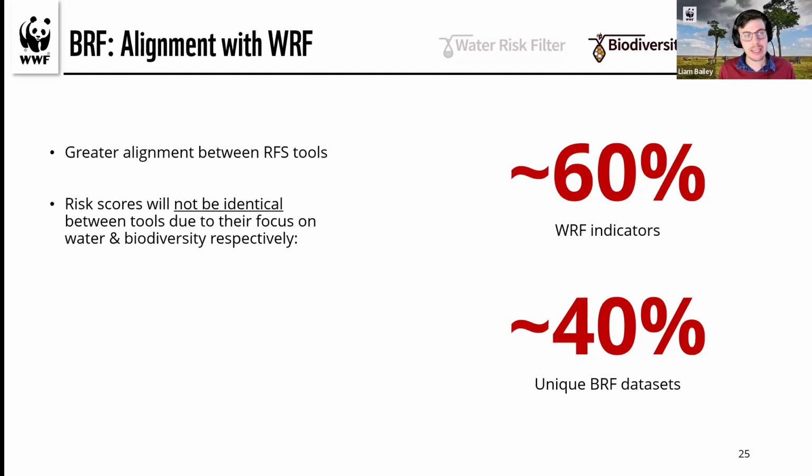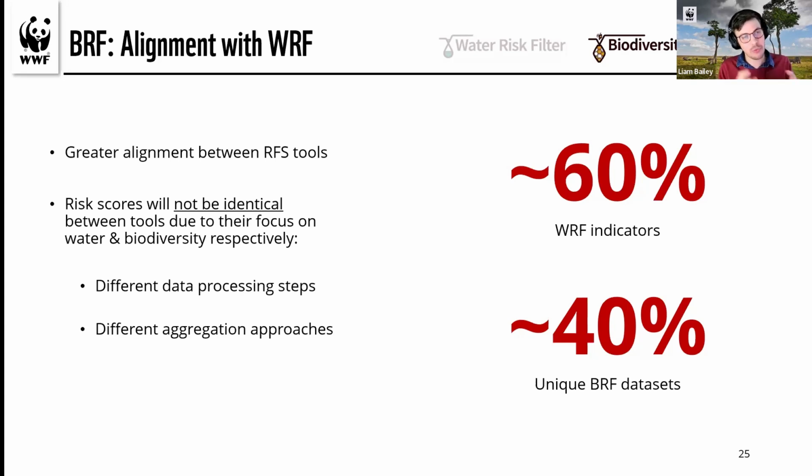However, I want to be clear here that just because we're using the same or similar data sets between the 2 tools, it does not mean that we're going to get identical risk scores if you assess your sites in both of these tools. And this is because of a range of different reasons. Firstly, we process the data slightly differently between the 2 tools, and this is so that we can make sure we're focusing on either biodiversity-specific risks or water-specific risks.